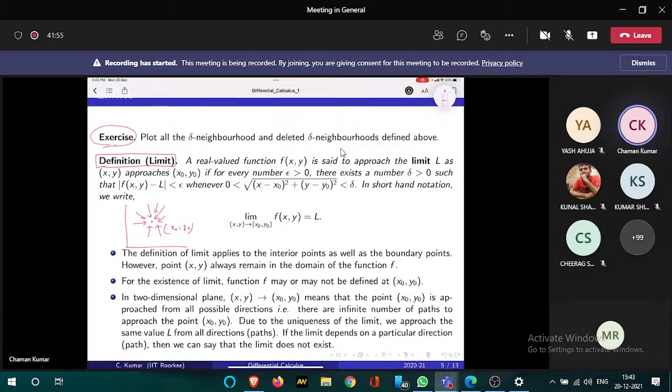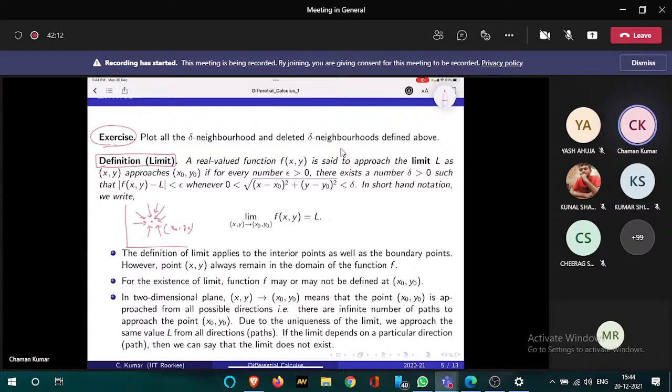In one variable, when you go from the left hand side and when you come from the right hand side, you reach the same value. And if you reach the same value, that means the left hand limit is equal to the right hand limit. And this value is known as the limit of the function.